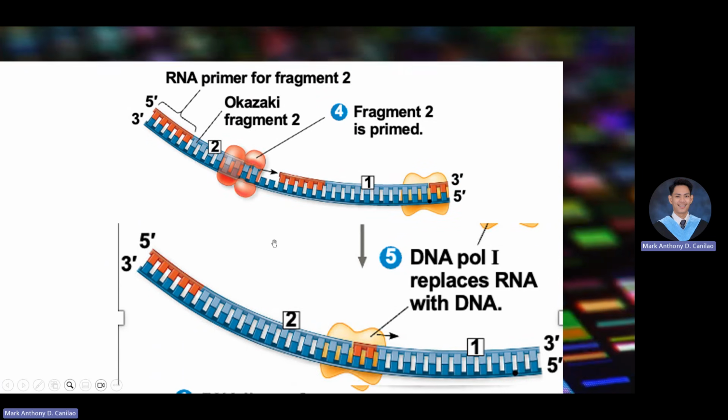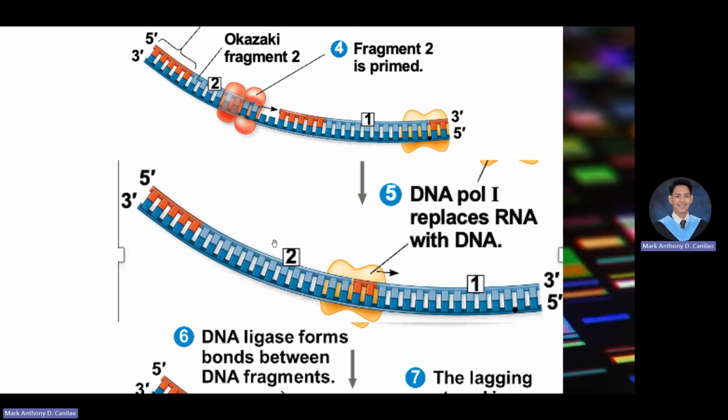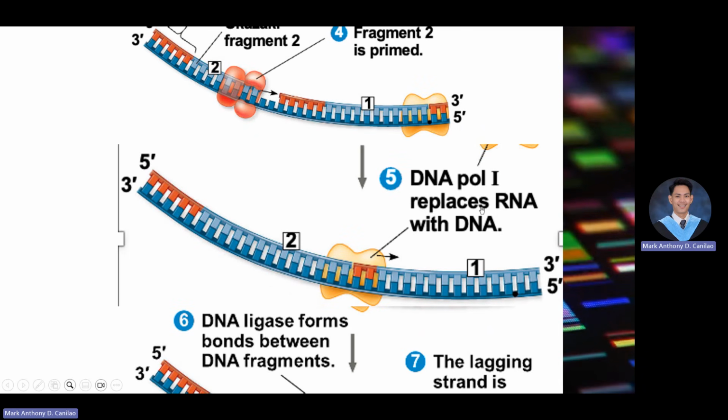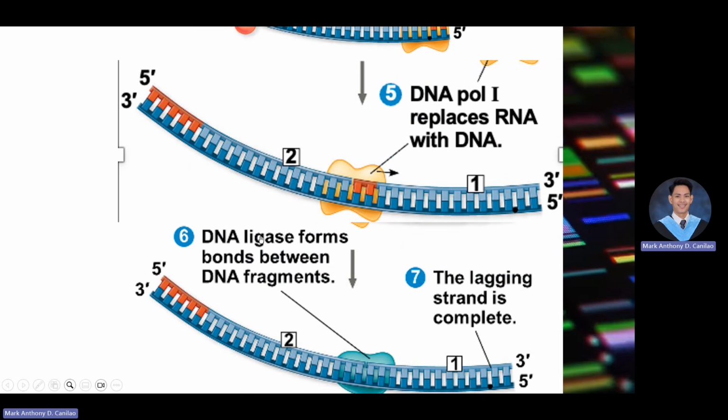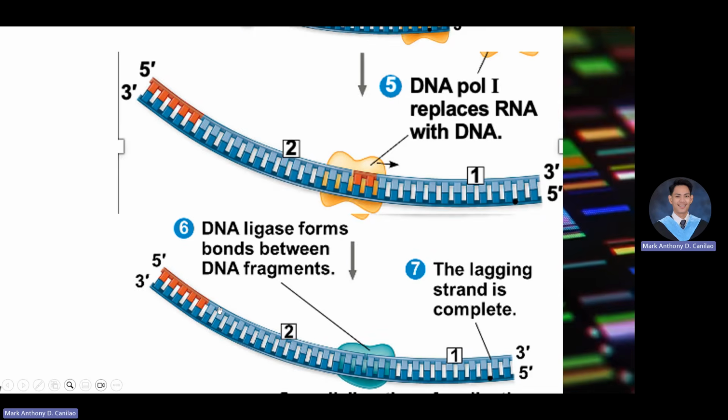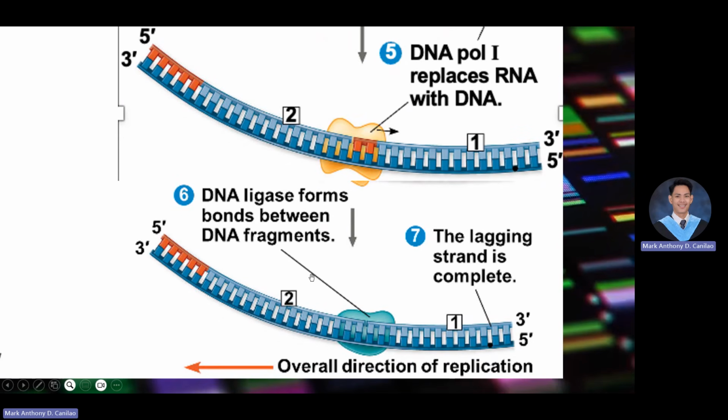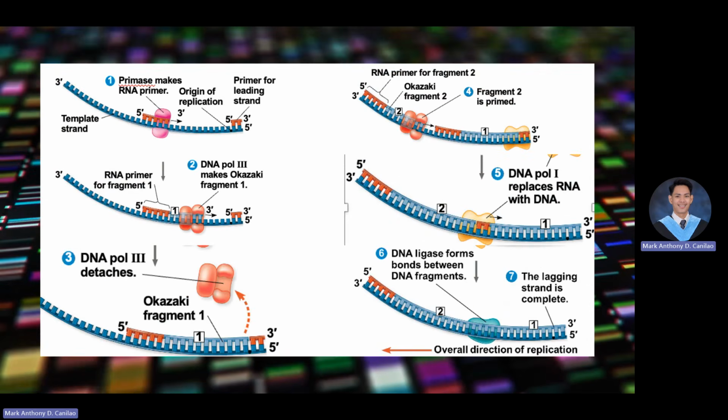Here comes the next DNA polymerase, known as DNA polymerase 1, wherein DNA polymerase 1 will replace the RNA primer with DNA. At the latter part, DNA ligase will form bonds between the DNA fragments. And the lagging strand is complete and synthesized. So that is the whole process of elongation in the lagging strand.